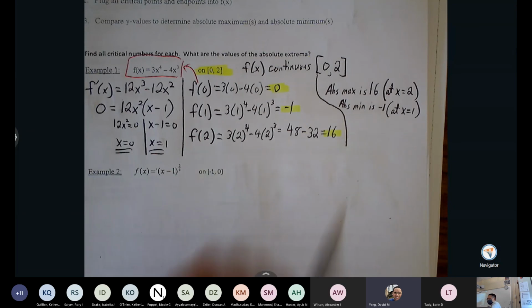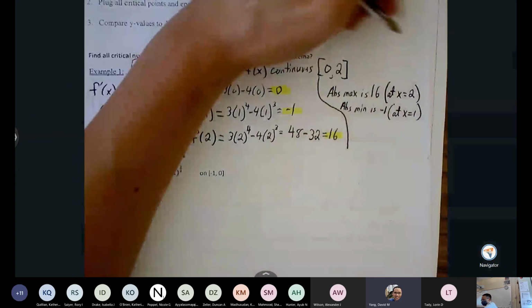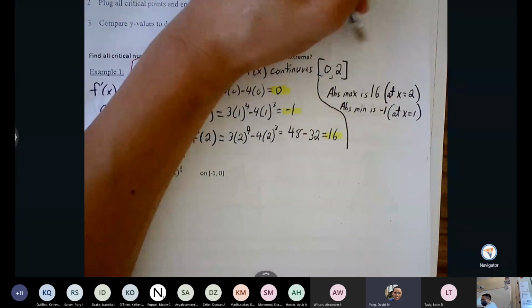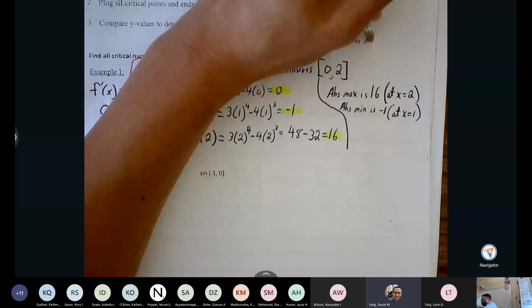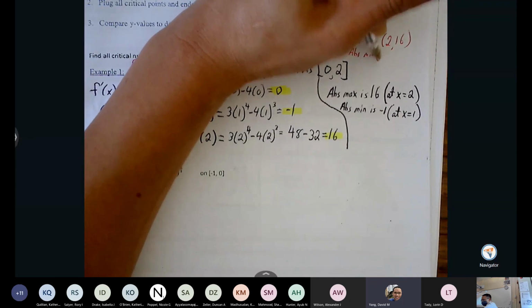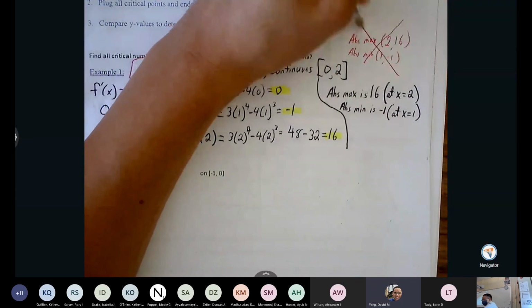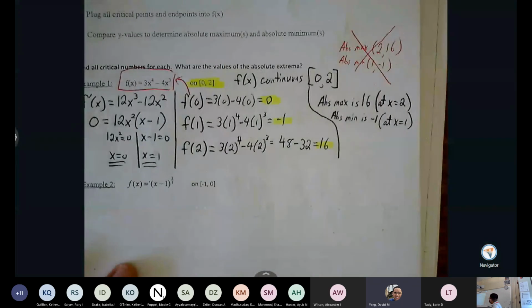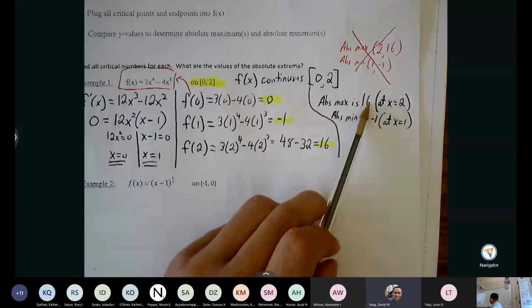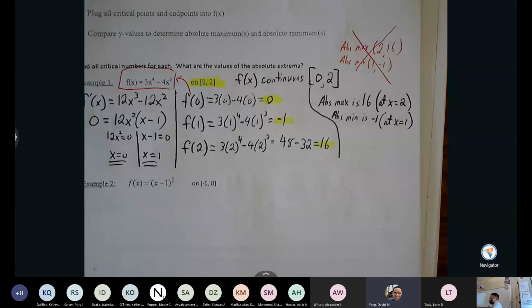And the reason why I want us to write it out this way, in the textbook, you may see answers like this. They may say absolute max is (2, 16), and then absolute min is (1, -1). But I don't want us to write it this way, because on the AP exam, if they ask you for the max value, they're looking for the y value and not the x. So I'm trying to gear us towards how the AP exam wants the answer to be, how for us to interpret the question.